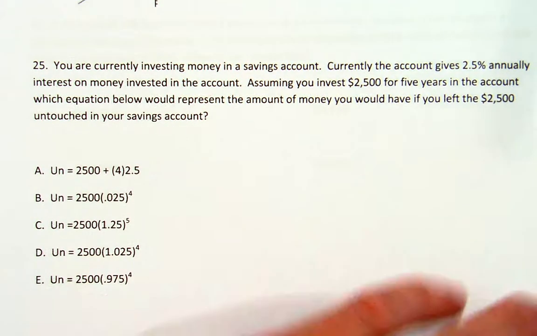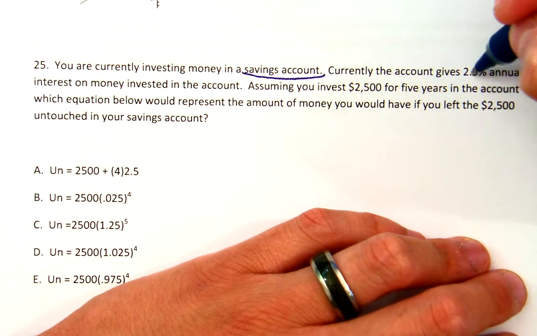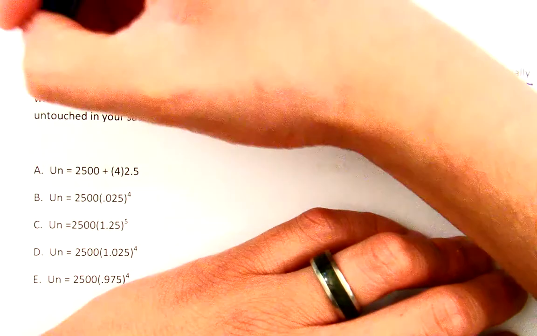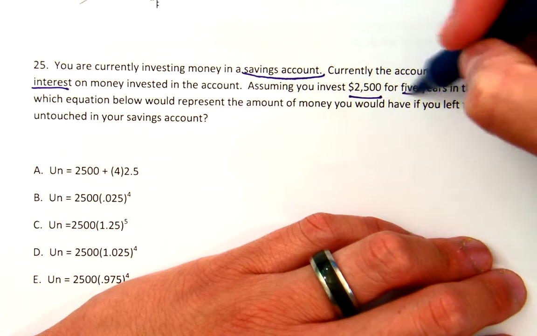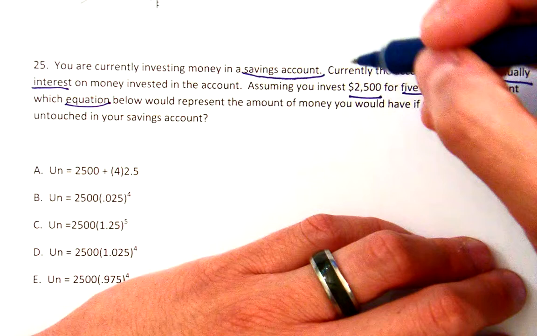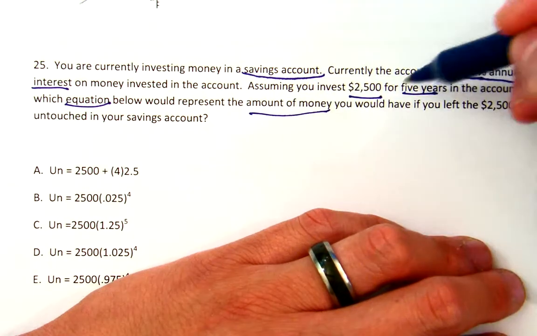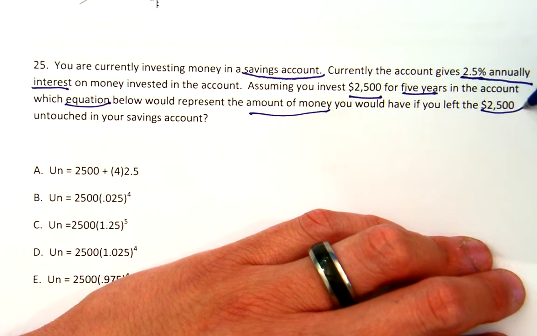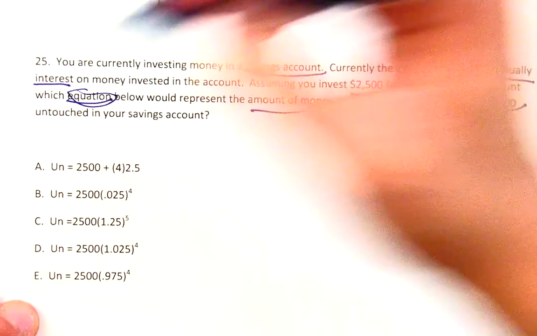It says you are currently investing money in a savings account. Currently, the account gives 2.5% annual interest on money that is invested in the account. Assuming you invest $2,500 for 5 years in the account, which equation, so I want an equation below, would represent the amount of money you would have if you left the $2,500 untouched in your savings. So I want an equation.